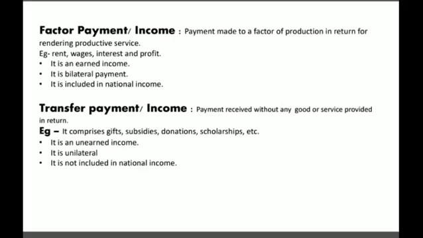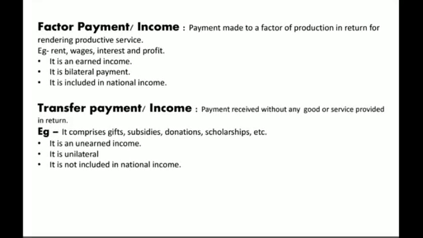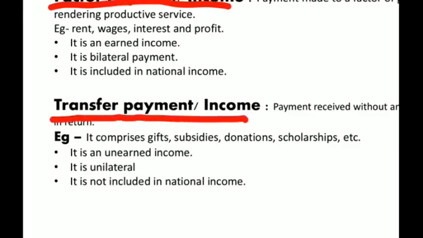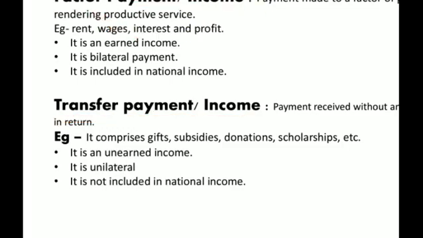So payment: if a person is paying, then for that person it will be payment. And the person who is receiving money, for that person it is income. This is simple. But now what is factor? When the word factor is added in front of this payment or income, or the word transfer is added in front of the payment or income. We have understood payment and income, but now the words factor and transfer.